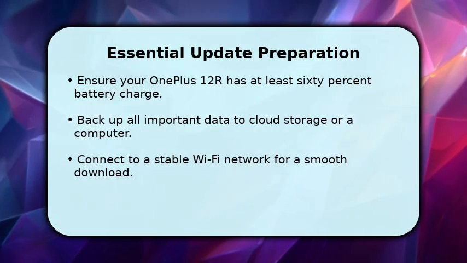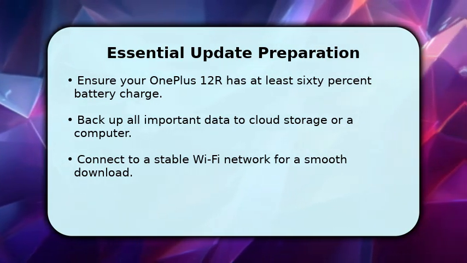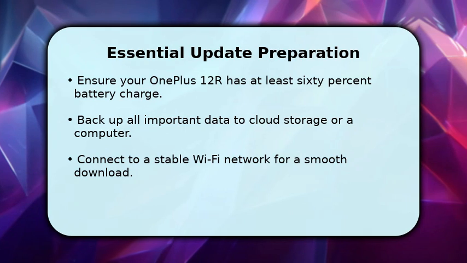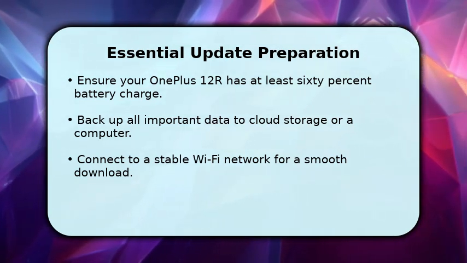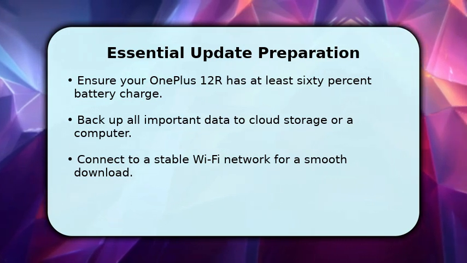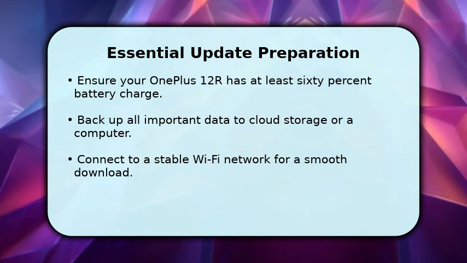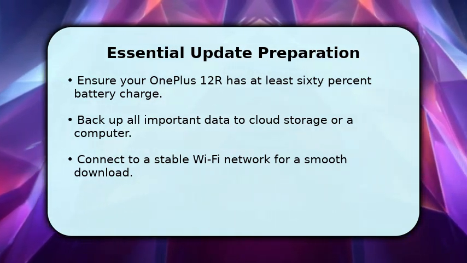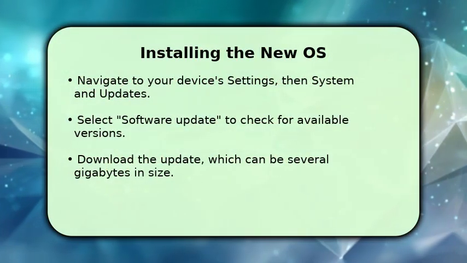Before initiating any major software update, proper preparation is crucial. First, make sure your OnePlus 12R has at least 60% battery life to prevent interruptions. Second, create a complete backup of your important data, either to a cloud service or a personal computer, to safeguard your information. Finally, connect your device to a stable Wi-Fi network, as the update file can be several gigabytes in size. Now, let's walk through the installation process.